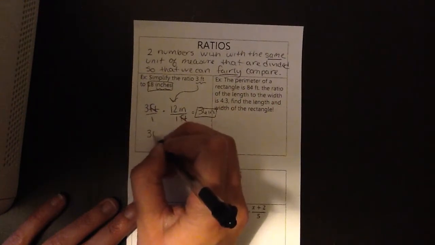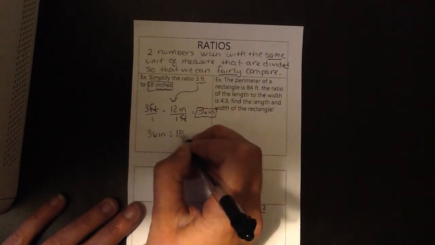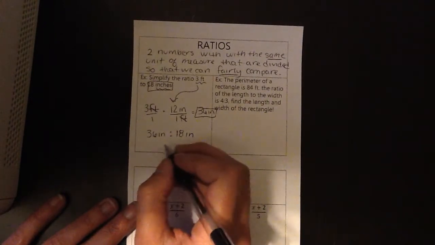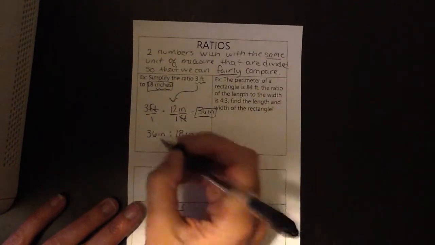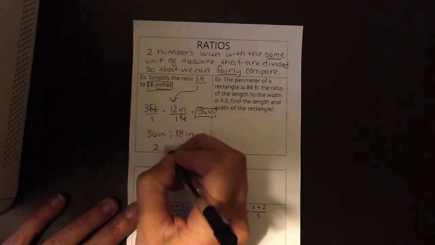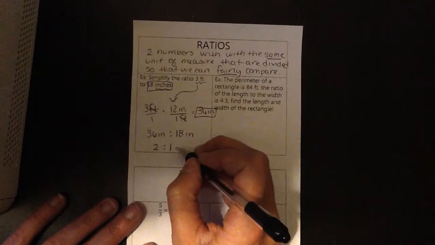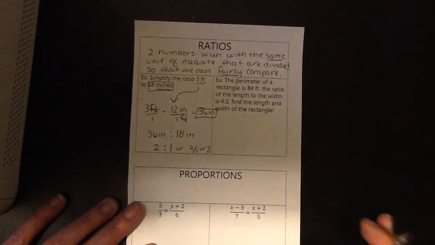So 36 inches to 18 inches, and since they're in the same unit of measure, you don't really need that unit, but we should still simplify this ratio, because I think they share 18, like 18 will go into 36 2 times and into itself once. So the ratio is 2 to 1, or 2 over 1, or just 2.